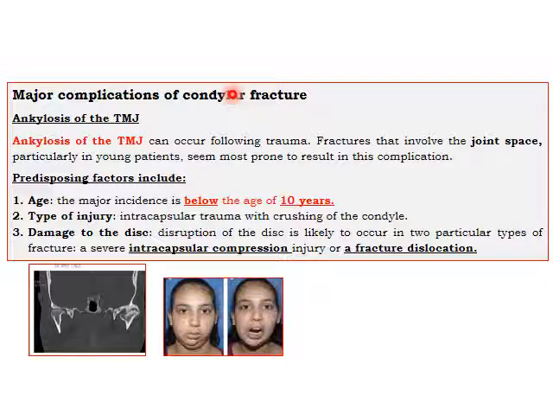Intracapsular trauma. I showed you the capsule that surrounds the TM joint. When the trauma is intracapsular, complications can be high due to the crushing of the condyle, and as we said the condyle and subcondyle are an area of growth center. Damage to the articular disc present in the TM joint also leads to such complications.